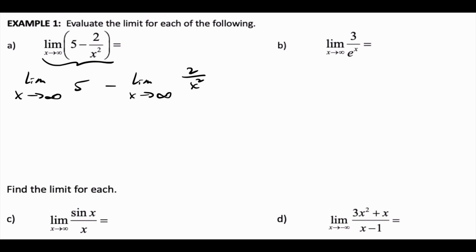Okay, so let's look at the first part first. I'm going to highlight that in yellow. What is the limit as x approaches infinity for 5? It's just going to be 5. There's nowhere to plug in anything. It's always 5, right? I can't even plug in anything. Where is it approaching? It's always 5. Okay? So this guy is just 5. Minus. Now let's do the second part.